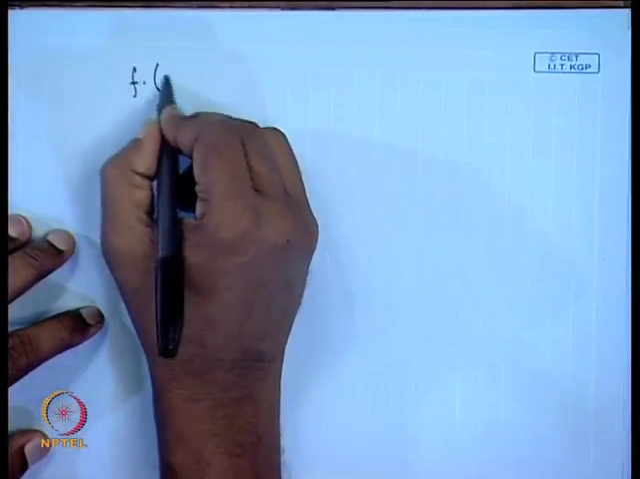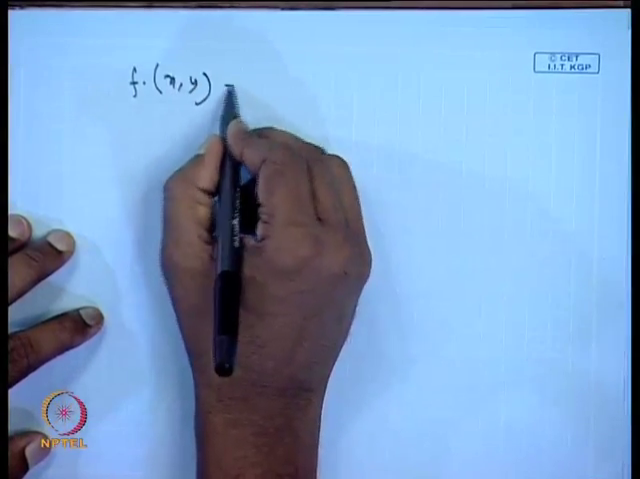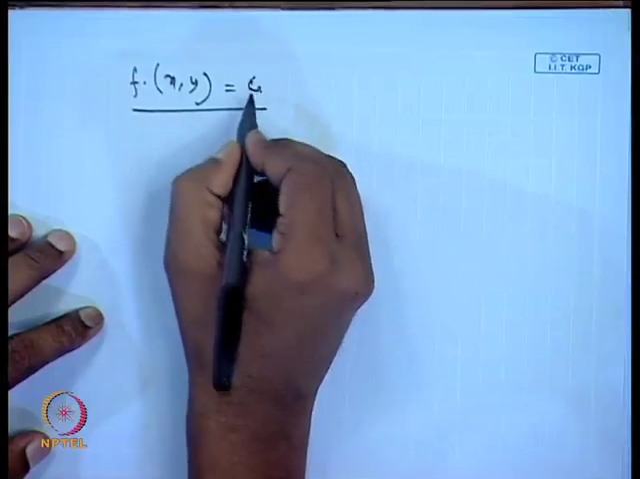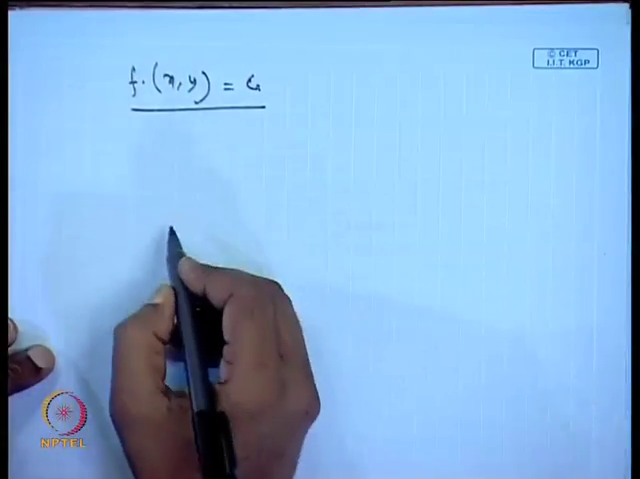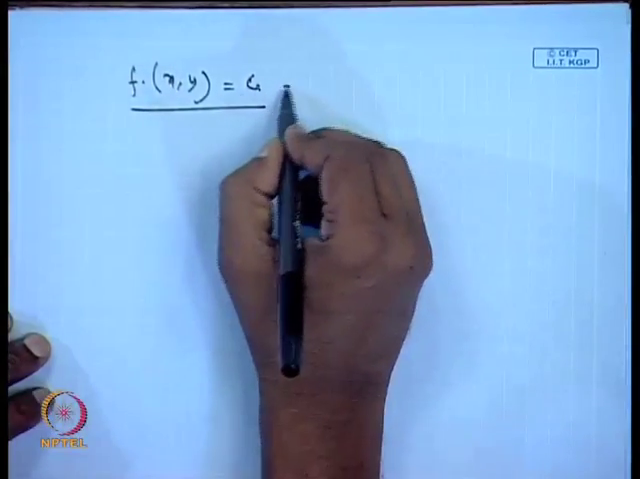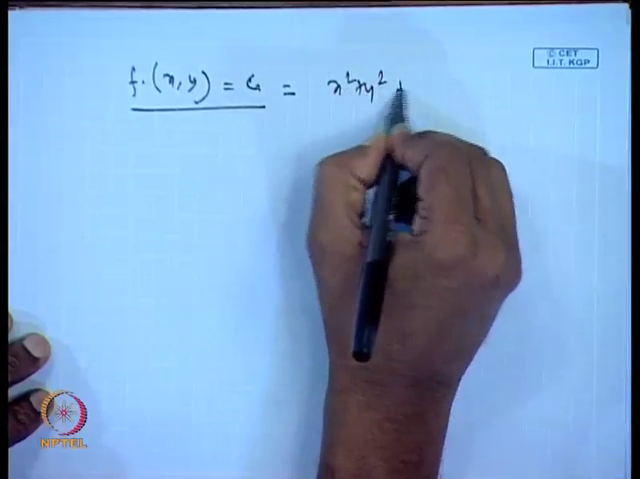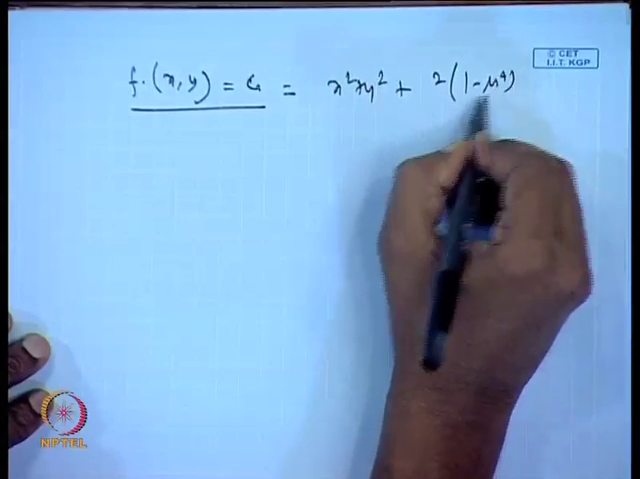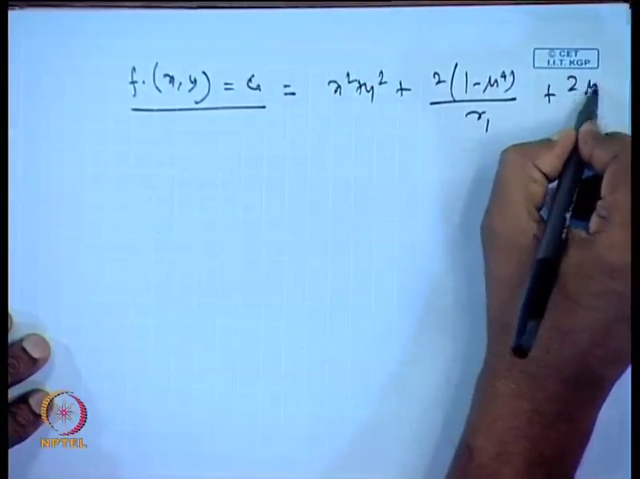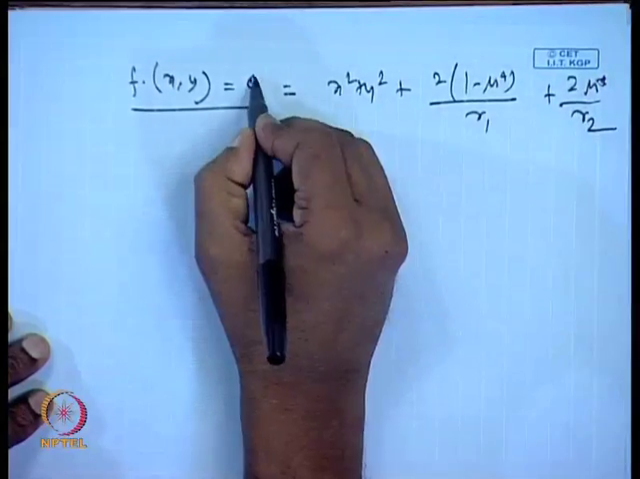So, this f(x, y) equal to c is describing a surface. Now look into the equation for f(x, y). This is x square plus y square plus 2 times (1 minus mu star) by r 1 plus 2 mu star by r 2, and this is equal to c.